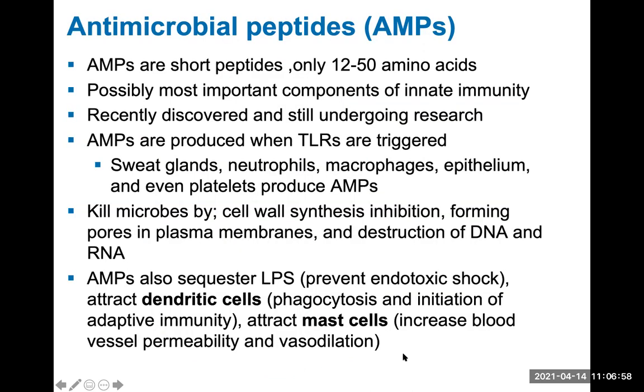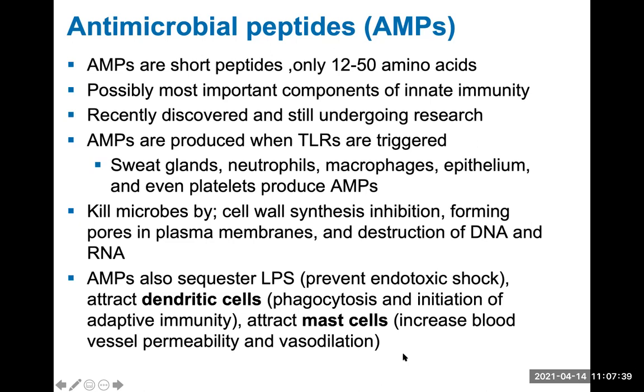Turns out the body already has a lot of antimicrobial peptides to fight infection. We're learning about them. So I don't have a whole lot to tell you yet about these antimicrobial peptides, but what we do know is they're short peptides, right? Only 12 up to 50 amino acids in sequence. And there are all sorts of different types that have different functions, and they get produced when TLRs are triggered.